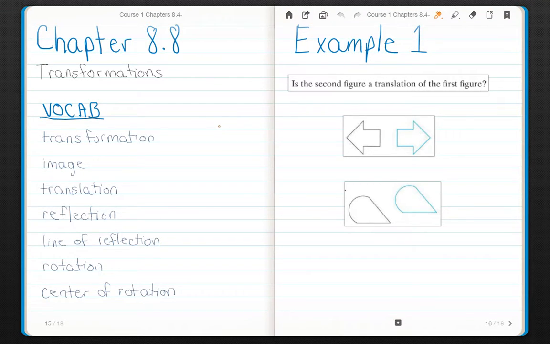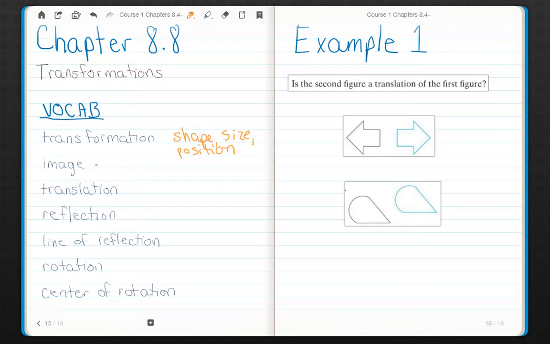Chapter 8.8, Transformations. Now, there's a lot of vocabulary in this lesson, so please make sure that you read through it all before we get started. Okay, a transformation of a figure is simply changing the shape, changing the size, or changing the position where it's located. The new figure is called the image. It's an image of the old one. It's like taking a photograph of the real thing.